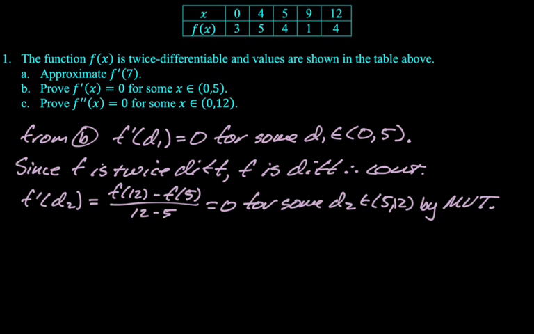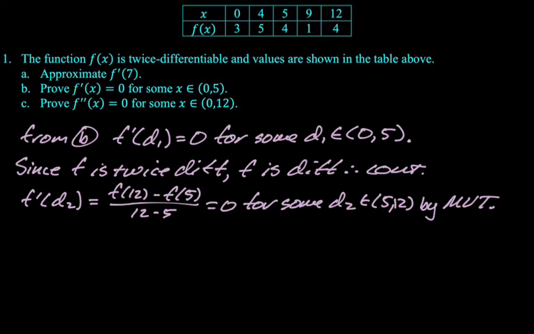So I'm going to say that f prime of d2 is f of 12 minus f of 5 over 12 minus 5. That gives us 0 because they both have a y value of 4, for some d2 between 5 and 12, and that's by the mean value theorem, because we always want to say what we're using to draw these conclusions. Now we know that f prime of d1 is 0, f prime of d2 is equal to 0. We now want to apply the mean value theorem to f prime to conclude something about f double prime.